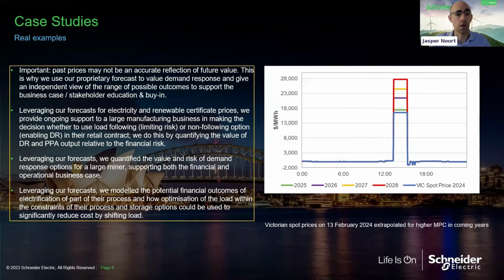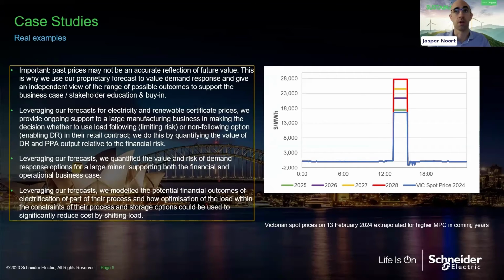One of the things we have done in the past, and that we're actually doing currently, is support a large manufacturing business who has the option to decide quarterly whether they want to be on a load following or a non-load following retail contract. If they're non-load following, they can actually use their DR and take profit from that. On the other hand, when they do that, they're more exposed to the spot market. And we basically help them weigh that up on a quarterly basis.